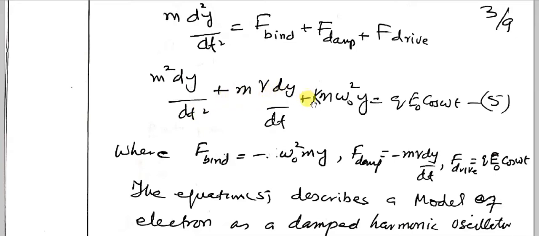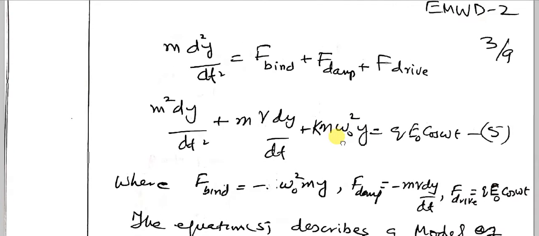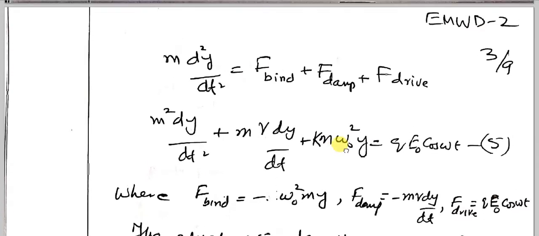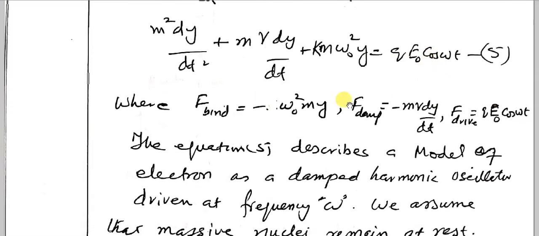plus k, and k is m omega naught square. In fact this is m, let me correct that. So m omega naught square y is equal to q E naught cosine omega t, equation number 5, where these terms have already been described as F binding, F damping, and F driving.